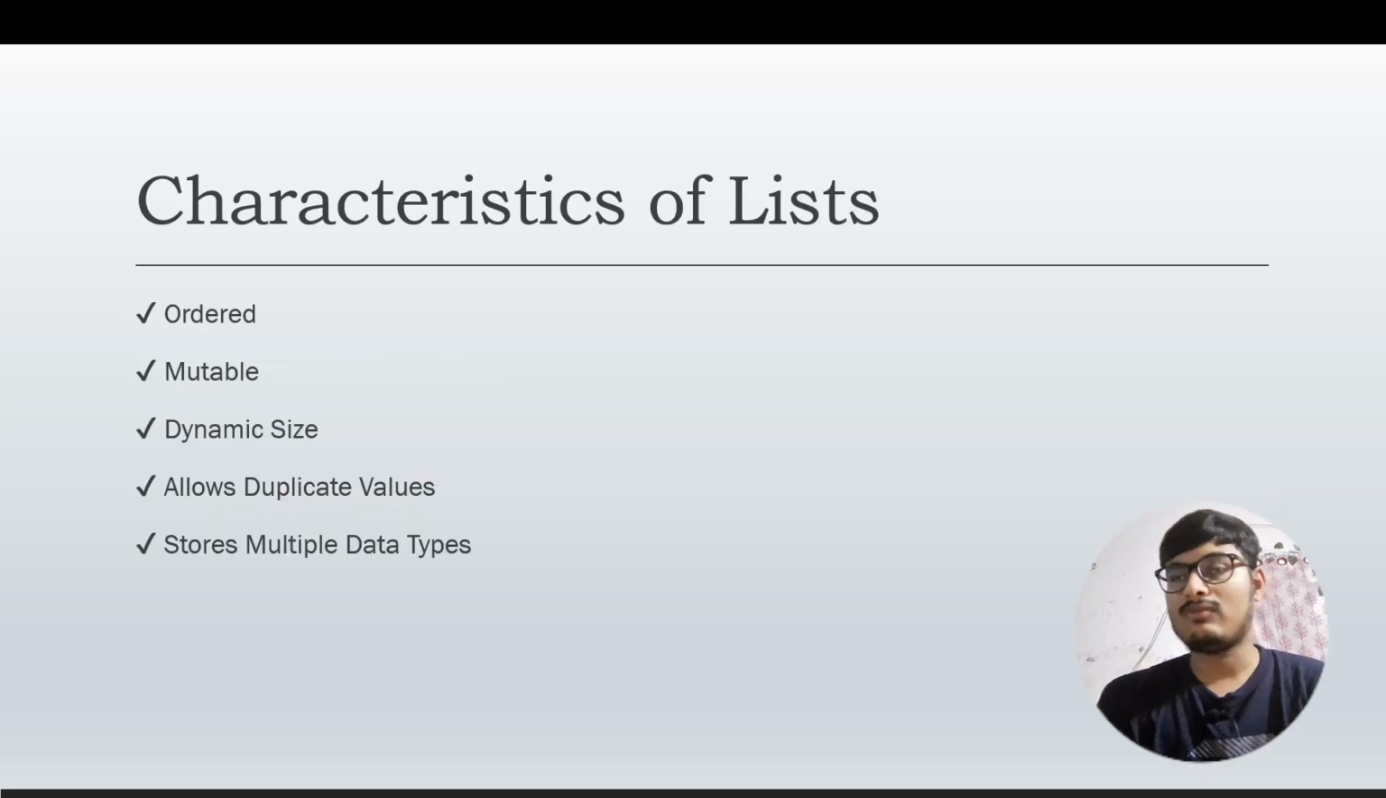Now, what are the characteristics of a list? Lists are ordered, they are mutable, they have dynamic size, and they allow duplicate values. Suppose there's the number 90, it can be scored by multiple students. So it means the list allows duplicate values as well. They store multiple data types. It can store integers, strings, floating point values, and booleans as well. So these are the characteristics of lists.